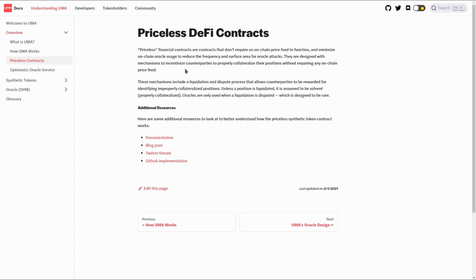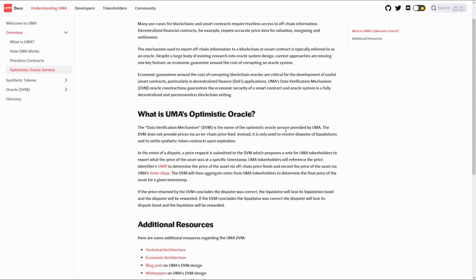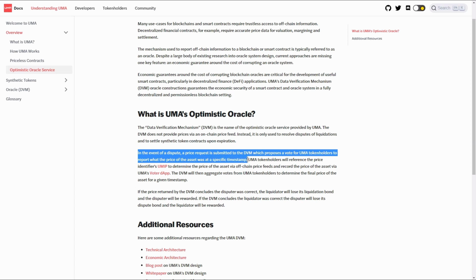UMA also uses their optimistic oracles, which are different from ordinary oracles. For those who don't know what an oracle is, an oracle is the mechanism used to report off-chain information to a blockchain or smart contracts. The DVM is only used to resolve disputes of liquidations and to settle synthetic token contracts upon expiration. In the event of a dispute, a price request is submitted to the DVM, which proposes a vote for UMA token holders to report what the price of the asset was at a specific timestamp.